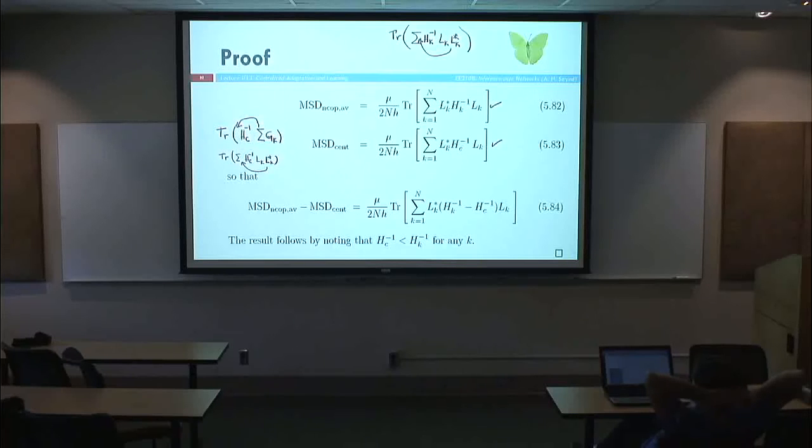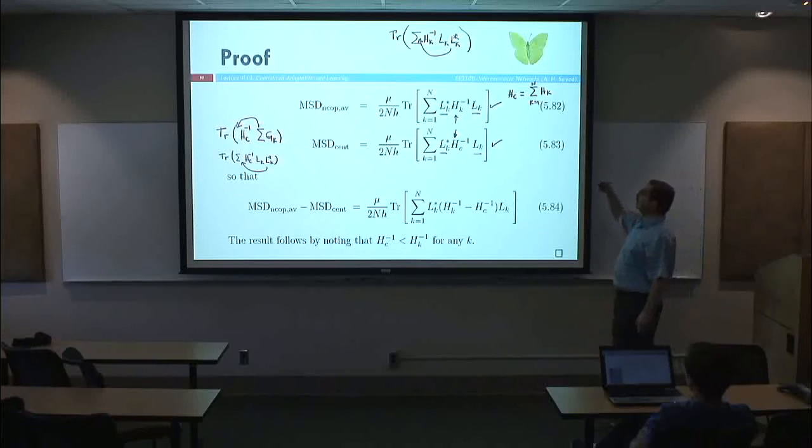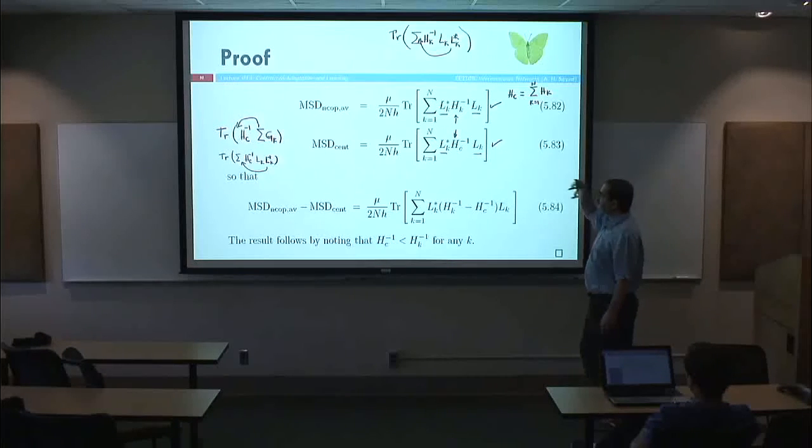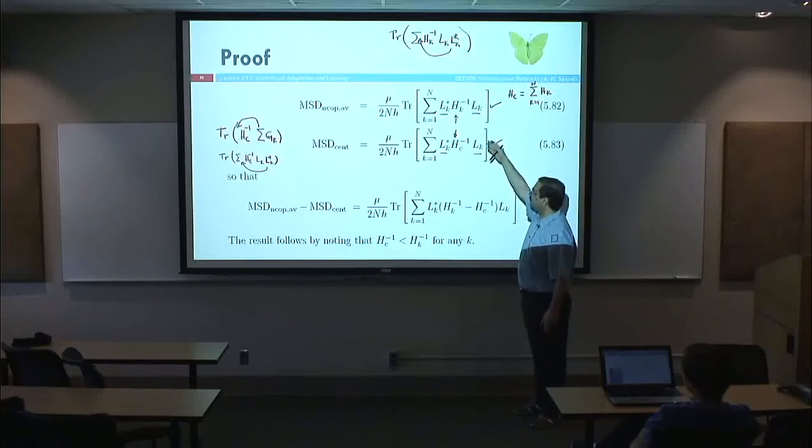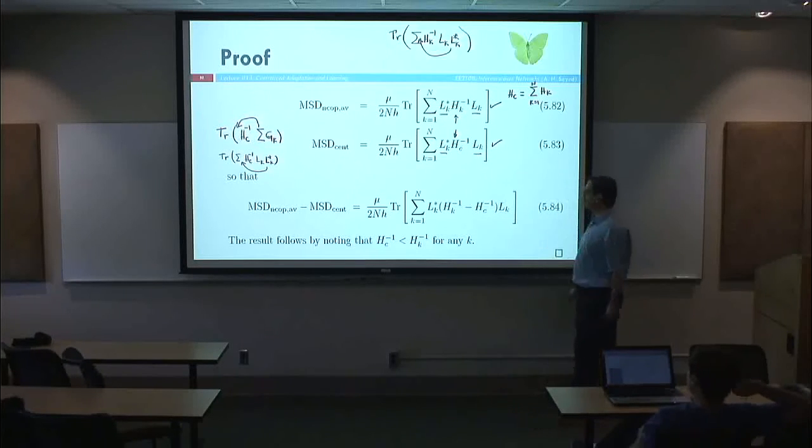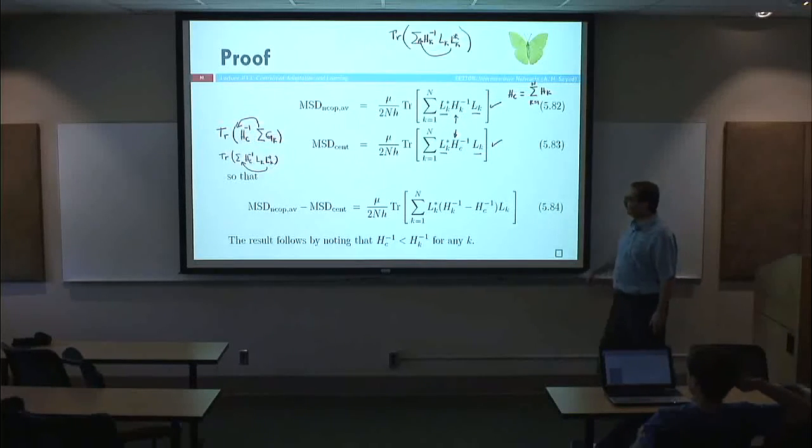So I was able to rewrite both expressions in very similar forms with the same LK multiplying from left and right. But here you have HK inverse, here you have HC inverse. And remember, HC is the sum of the HKs, right? So if I subtract these two, you get this expression that you have here: HK inverse minus HC inverse.